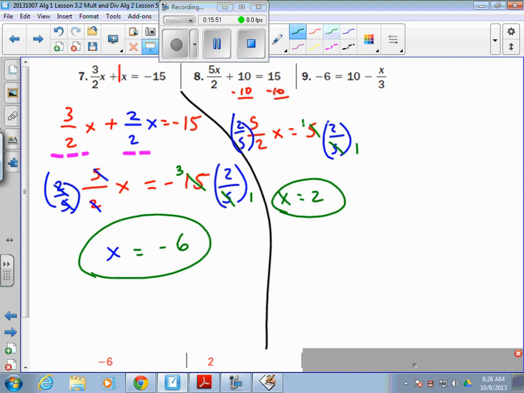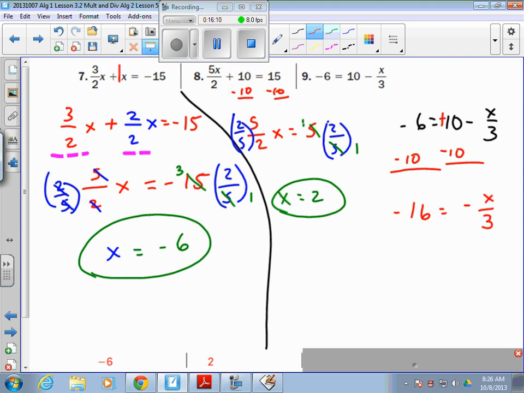And then number 9. Negative 6 equals 10 minus x over 3. 2 steps. It's positive 10 or plus 10. Undo that by subtracting it. If you do it to the right, do the same to the left. Negative 16 equals negative x over 3.